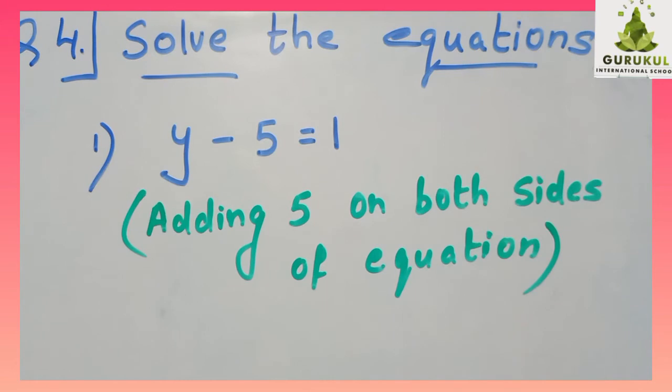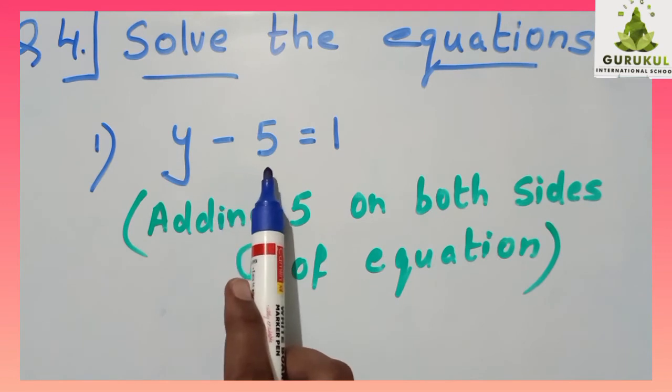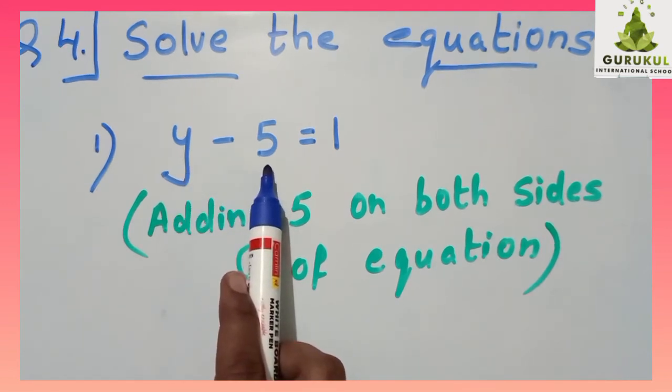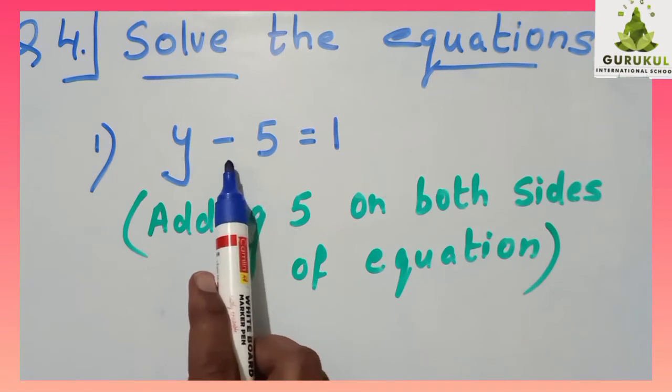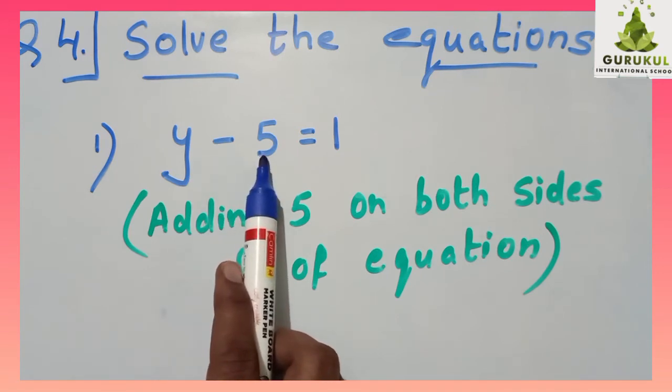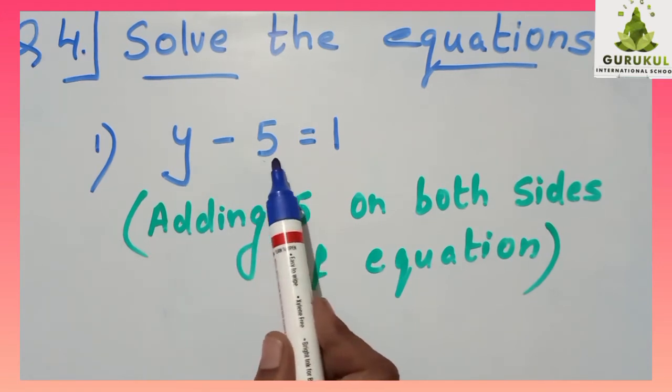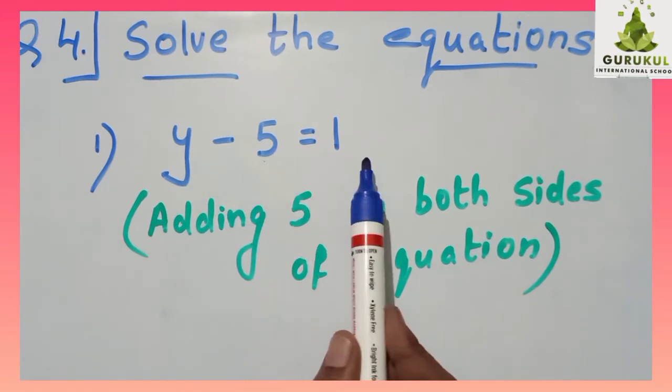Now y minus 5 is equal to 1. Now I want the value of y. So what should I do? I should remove this minus 5 from here. I want only y. So to remove minus 5, what should I do? Use its opposite. What is the opposite of minus 5? Plus 5. I should write plus 5 here so that they get cancelled. If I write plus 5 here, on the RHS also I should write plus 5.